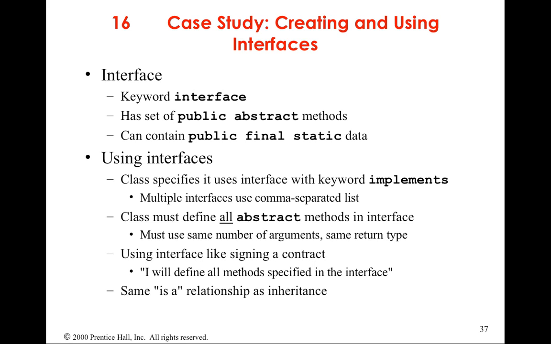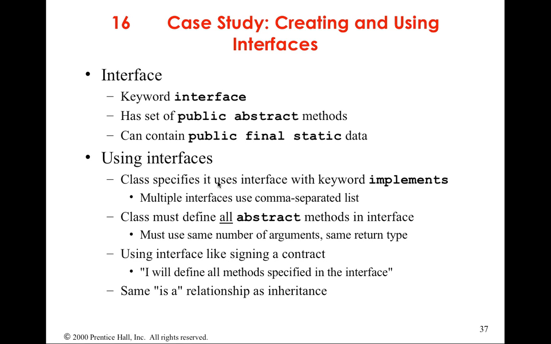So the interface, hopefully you remember, uses the keyword interface. Abstract classes have abstract before class, but the interface is an interface. We don't say interface class because it's not a class, it's an interface. And we implement interfaces, we extend classes. It has a set of public abstract methods inside of it. Interfaces are very similar to abstract classes. They can contain public final static data.